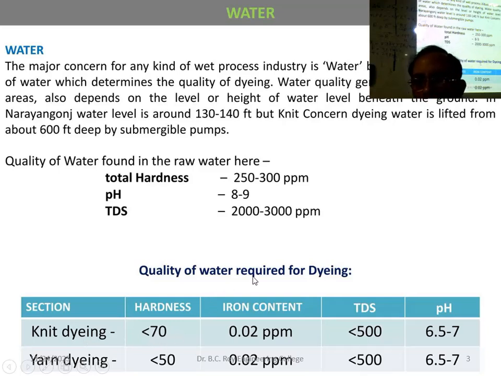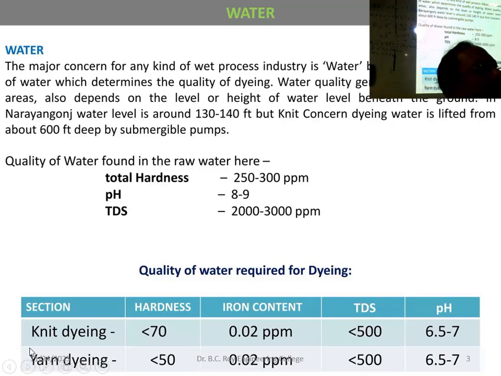See, the quality of water required for dyeing. Knit dyeing and yarn dyeing, the hardness parameters are nearly the same, below 70 and below 50. Actually hardness is supposed to be below 50, below 70 for this type of dyeing.